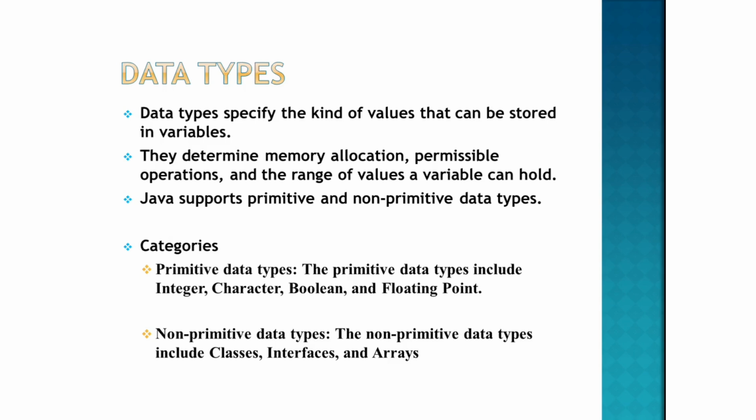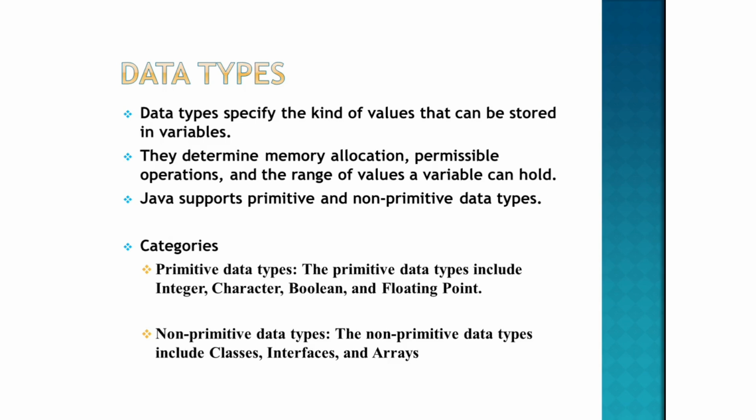Imagine you are filling a form. Your name contains letters, your age is a number, and your salary may contain decimal values. Since all these values are different, Java needs to know what type of data is being stored. A data type tells Java what kind of data a variable can store, how much memory is needed, and what operations can be performed on it. Java has two categories of data types: one is primitive and the other is non-primitive. We will study both in detail.